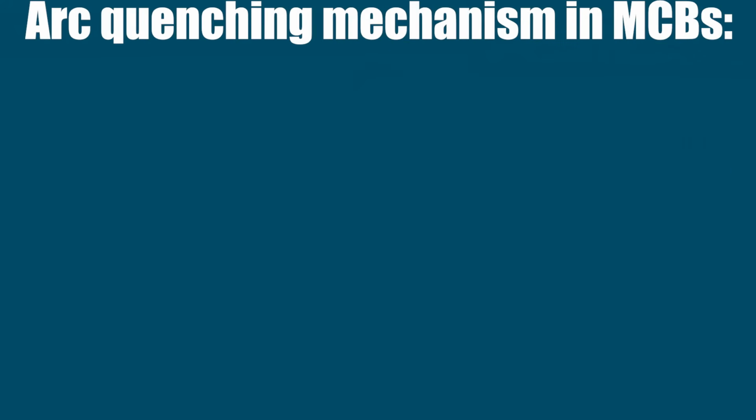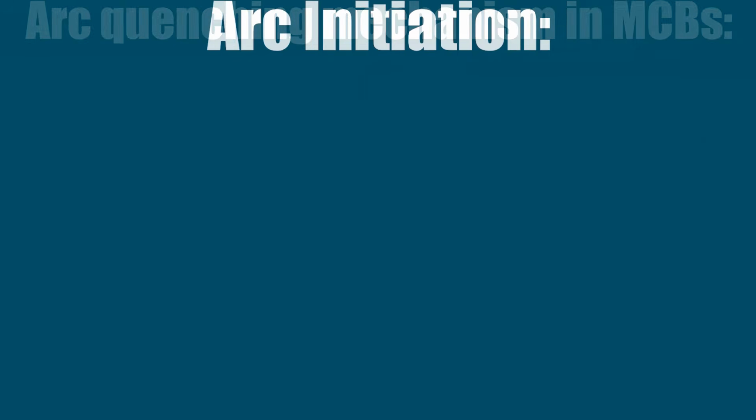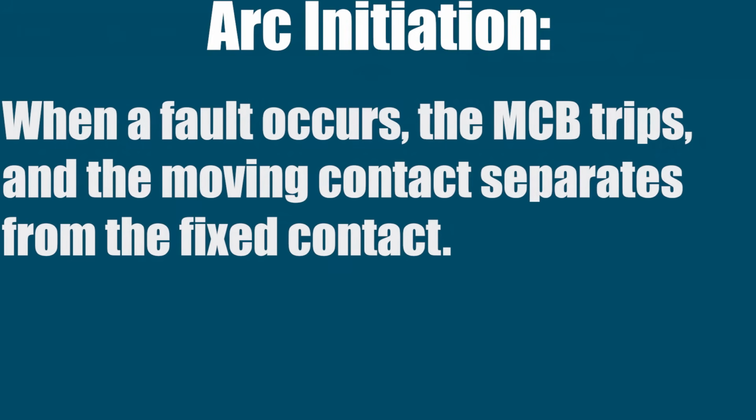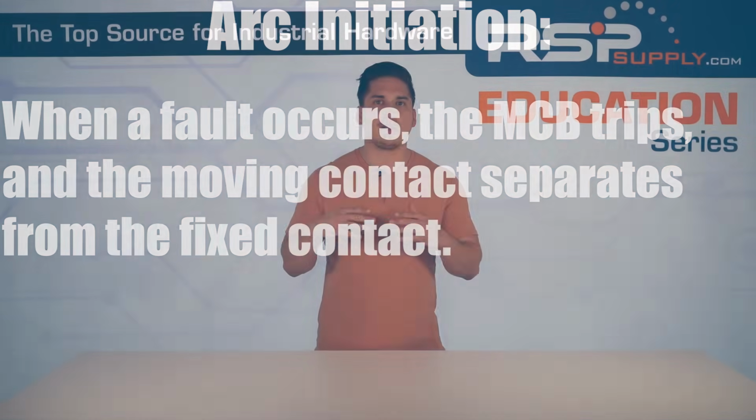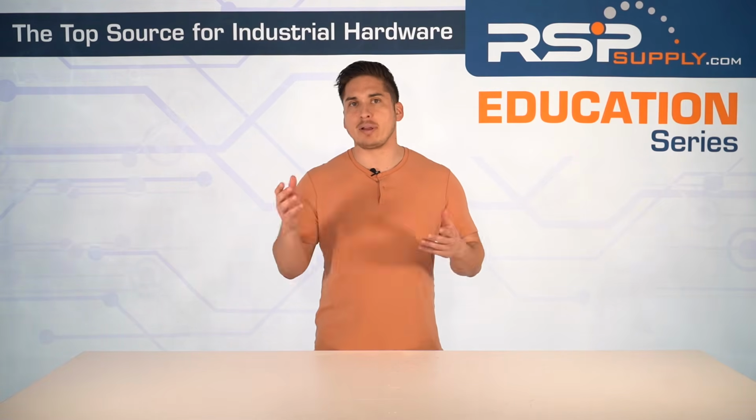Let's go over arc quenching mechanisms in miniature circuit breakers. So when an overcurrent occurs, the MCB interrupts the circuit by breaking the flow of electricity. However, when the contacts separate, an electric arc forms between them due to the current momentum. Arc initiation. When a fault occurs, the MCB trips and the moving contact separates from the fixed contact. This causes that arc to form due to ionization of the surrounding air.